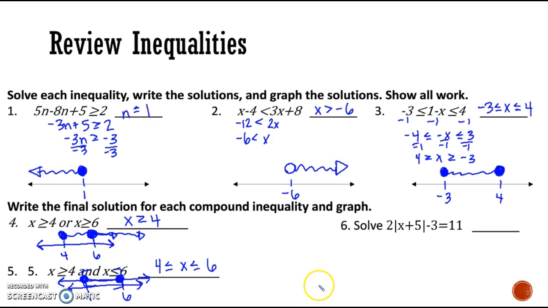And then number 6 is just solving an absolute value equation, which we've looked at already. Just a quick review. Okay, so remember I want to get my absolute value by itself, so I'm going to add 3.